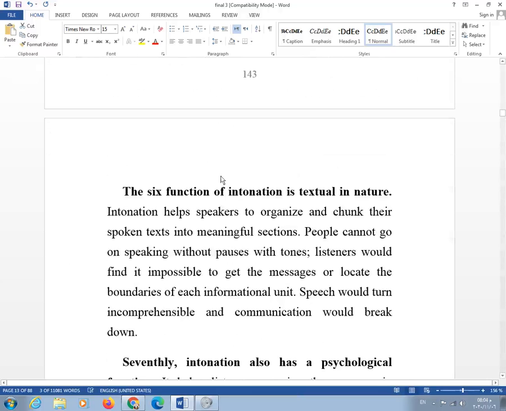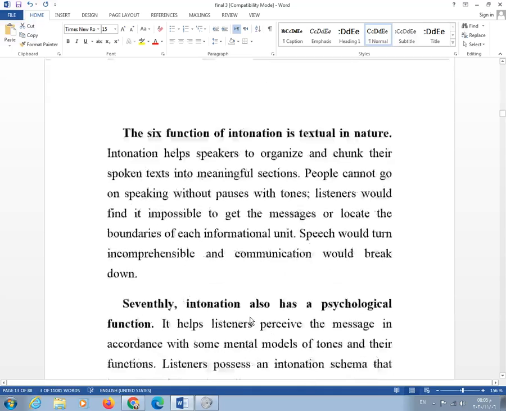How intonation is used in order to help us organize our speech, chunk it into meaningful units, and it tells us when to pause, how to pause, and so on. And as I told you, intonation is a punctuation of speech, so it helps us navigate speech, understand the boundaries between one utterance and the other, and this is very important to help us understand the utterances better and also communicate better with people.